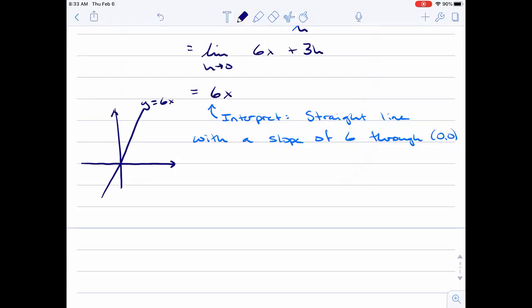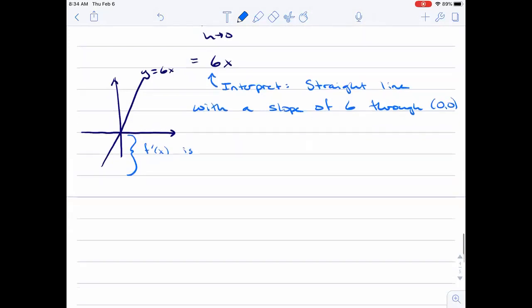Which means the derivative of the derivative, the slope of the tangent line on the derivative function, is all negative leading up to 0, and then it's all positive after x equals 0. So here, f prime of x is negative. f double prime of x is negative. And here, f double prime of x is positive.